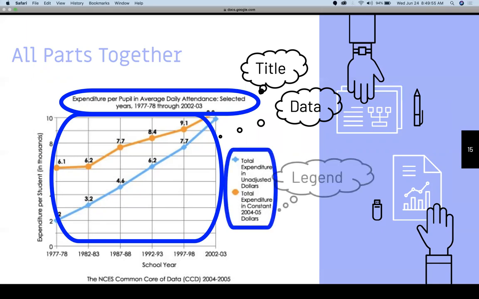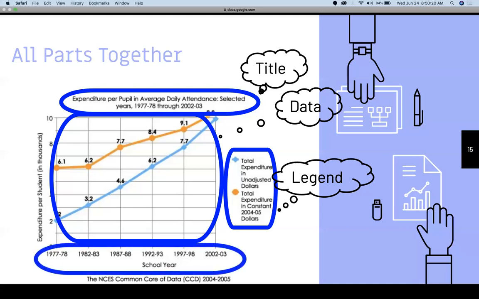Then to the right, we can see the legend, right? Blue corresponds to total expenditure in unadjusted dollars and total expenditure in constant 2004 to 2005 dollars. And orange, and you can see if we didn't have that, we wouldn't know what those orange and blue lines stand for. So it just helps us give a little bit more data.